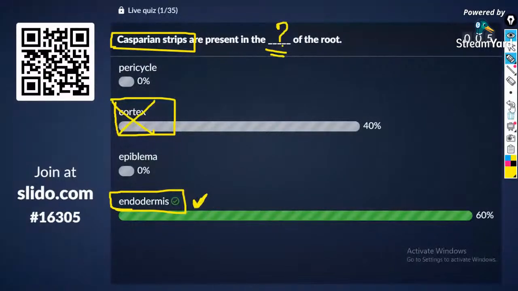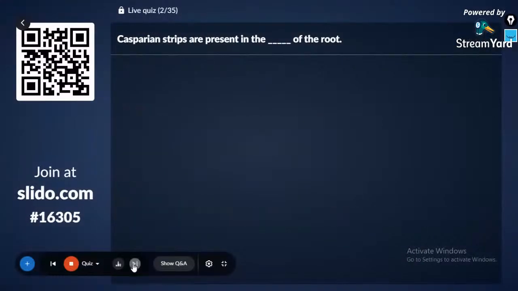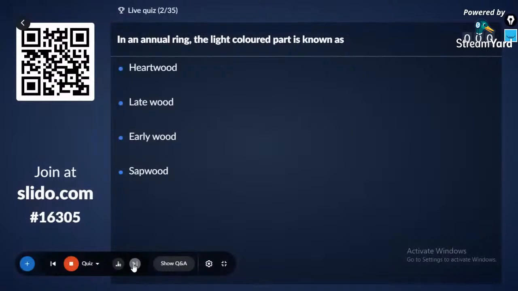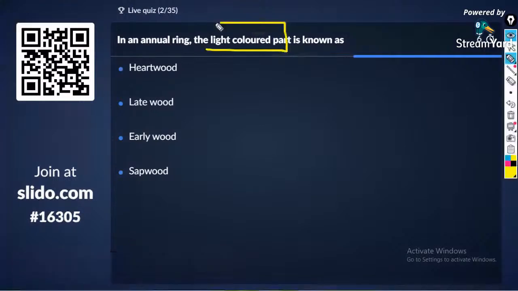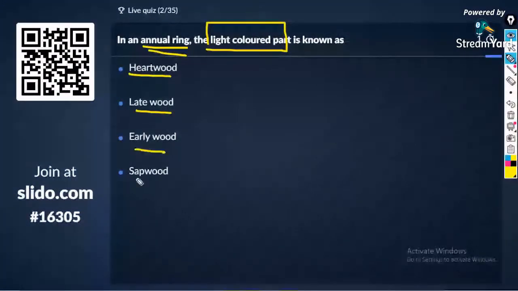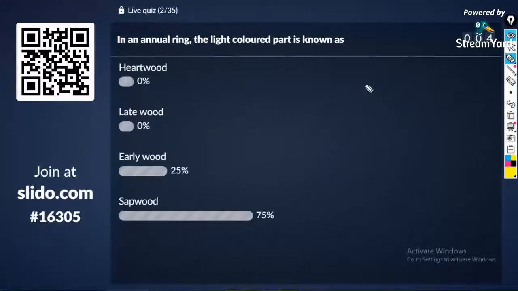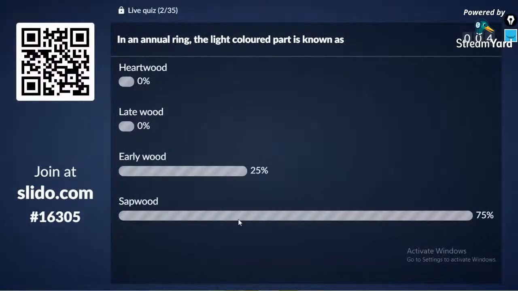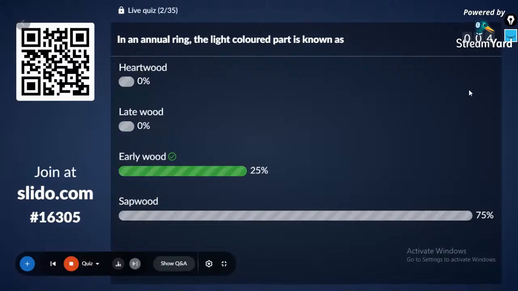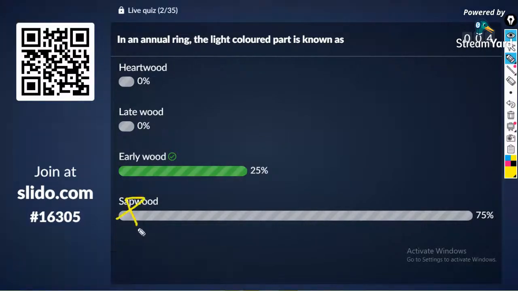Next one on the screen. In an annual ring, the light colored part is known as: hardwood, late wood, early wood, sapwood? Guys, it is early wood, it is not sapwood. Perfect. Next question on the screen.